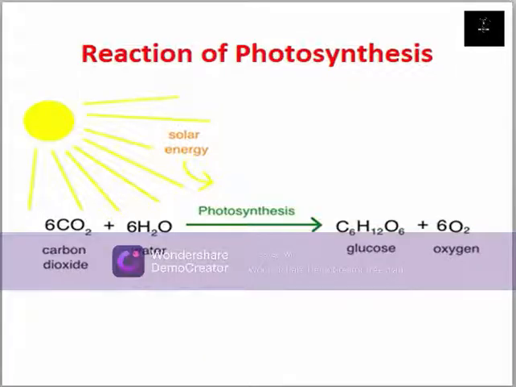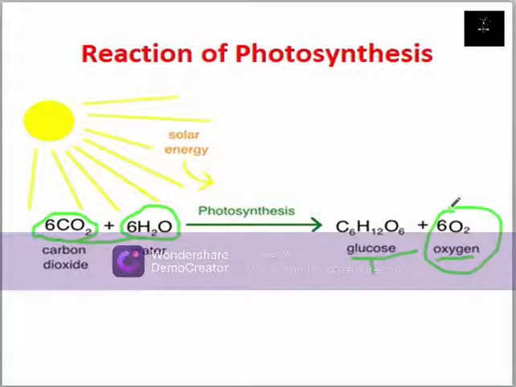Here we are going to discuss the reactions of photosynthesis. You will see the carbon dioxide that was absorbed through stomata, and the water that was absorbed through xylem tissues. When both combine, they produce glucose and oxygen. Glucose is stored in the vegetables that we eat, and oxygen is what we absorb through breathing.